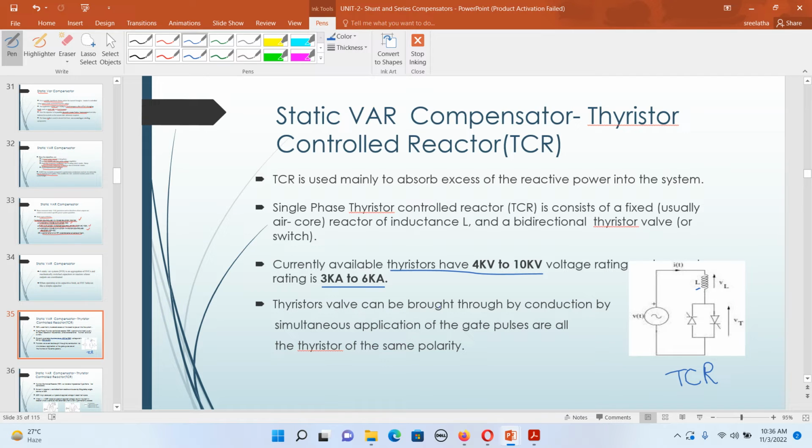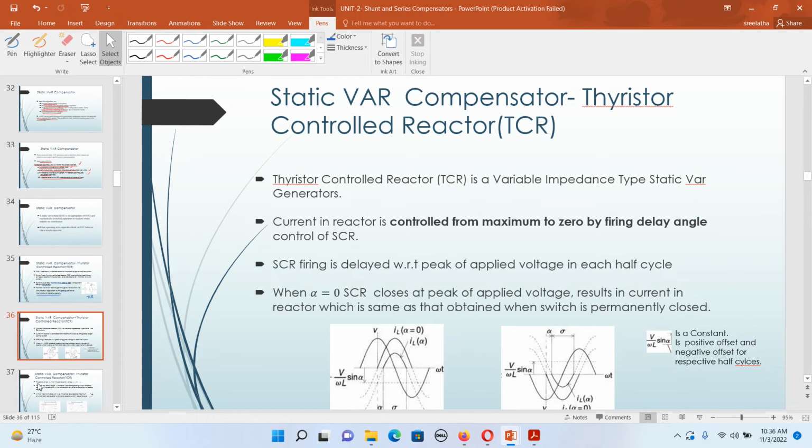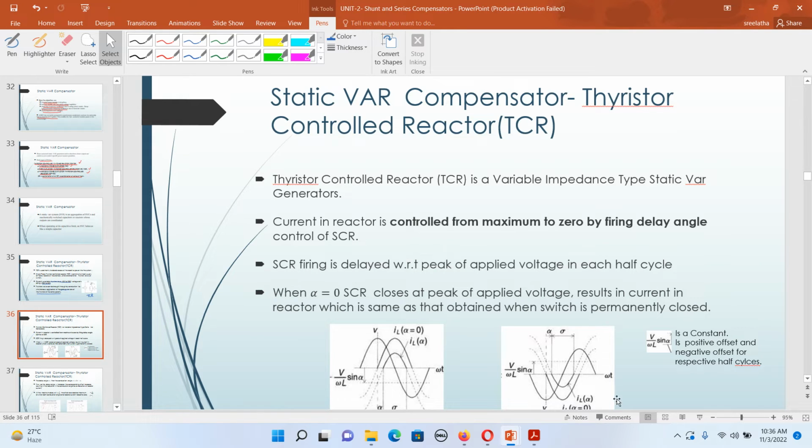A thyristor valve can be brought into conduction by simultaneous application of gate pulses. So we are giving gate pulses of the same polarity. How do we turn on and turn off these thyristors? By using the required gate pulses. We'll see a little bit in detail how it is done.